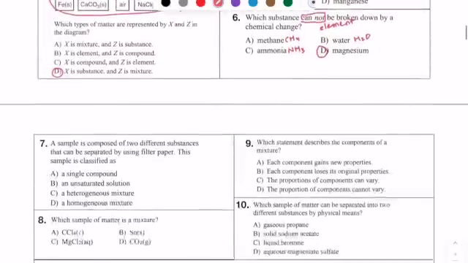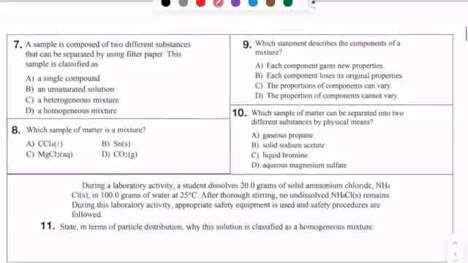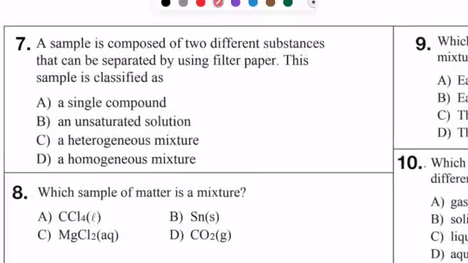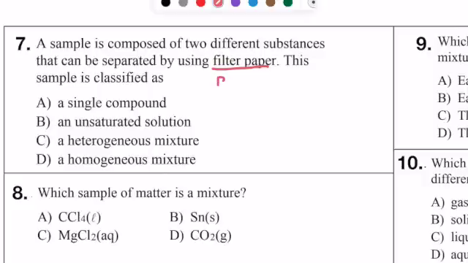Right, moving on. Here are some more questions from this topic. If you look at number 7, a sample is composed of 2 different substances that can be separated by using filter paper. So this sample can be classified as, when we are using a filter paper, that means we are using a physical method to separate something. So this is going to be a mixture.